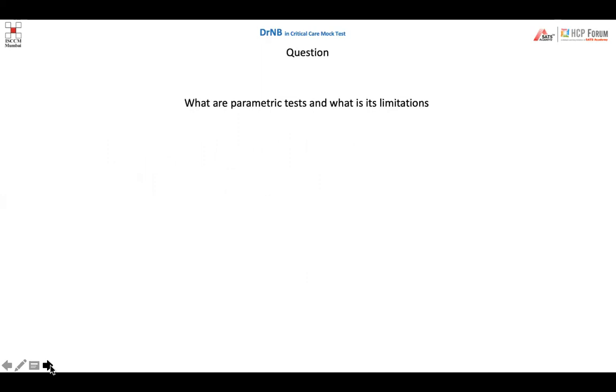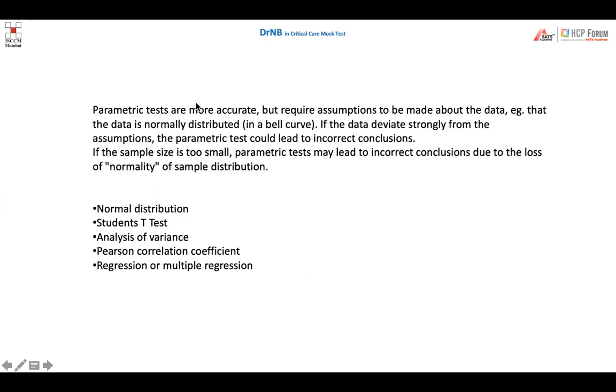What are parametric tests and what are their limitations? So parametric tests are more accurate, and they make some assumptions about the data, that is, the data is normally distributed. So a parametric test is applied only when the data you have collected for the study is normally distributed. That means there is a bell curve. If the data deviate strongly from the assumption, the parametric test will lead to inaccurate conclusions. Also, if the sample size is small, the parametric test may lead to inaccurate conclusions due to loss of normality of sample distribution. So the parametric tests are student t-test, analysis of variance, Pearson correlation coefficient, and regression or multiple regression.